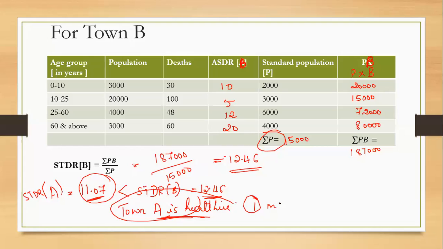Especially when you consider the population, that is P. Now when you consider P, that is nothing but the standard population.